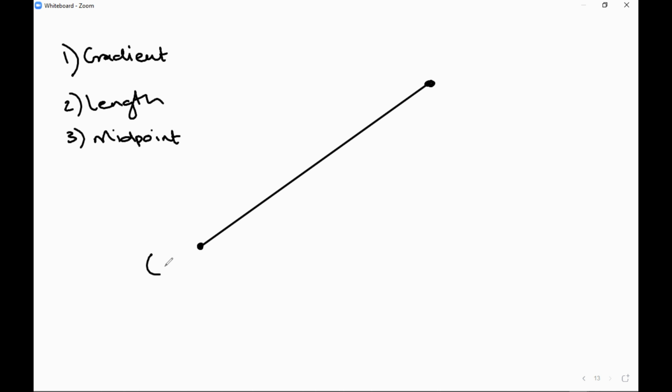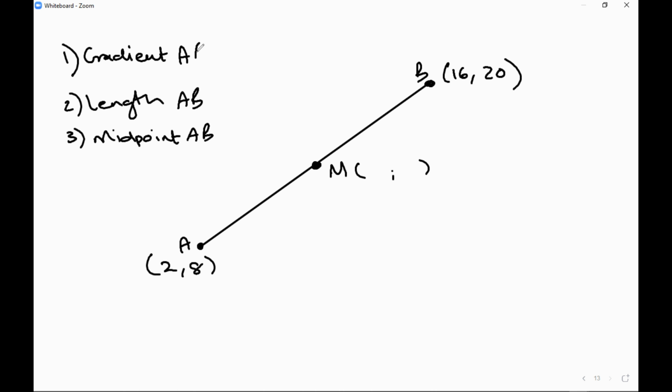So here we go. This is 2 and 8. It goes up to 16 and 20. This is point A, and this is point B. And the point in the middle is called M. Get me the length of AB, the midpoint of AB, and the gradient of AB. Give it a go, and when you're done, I'll go through it.